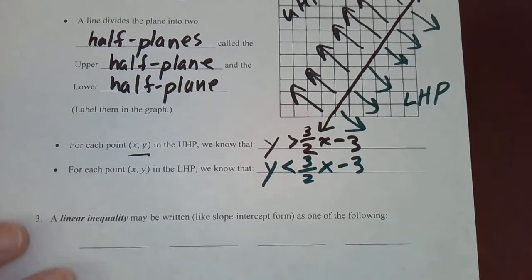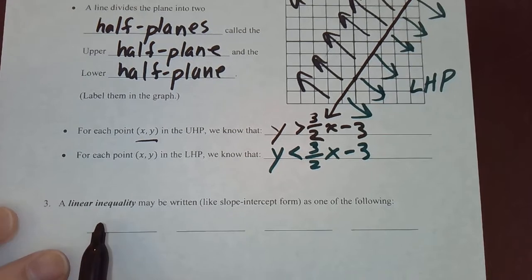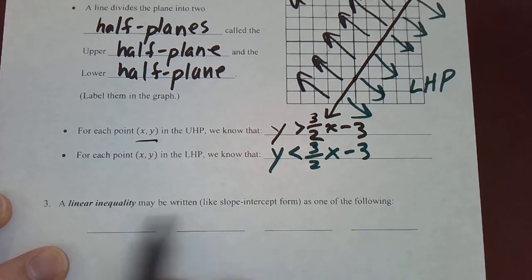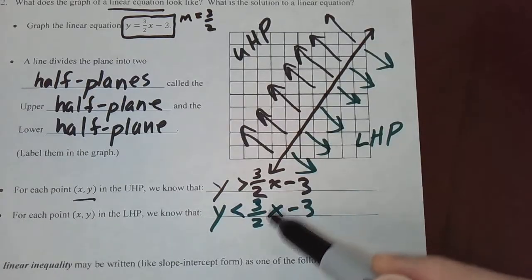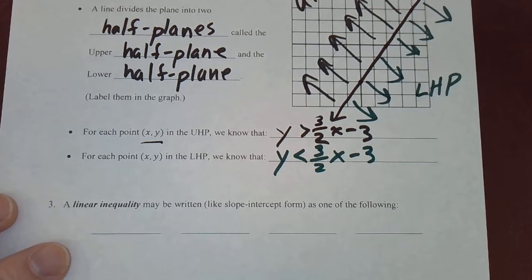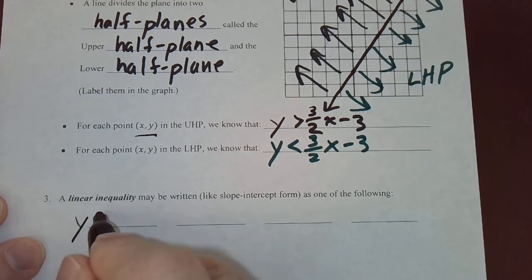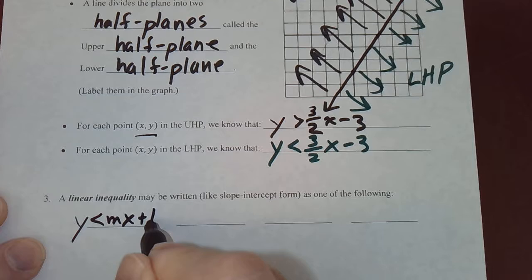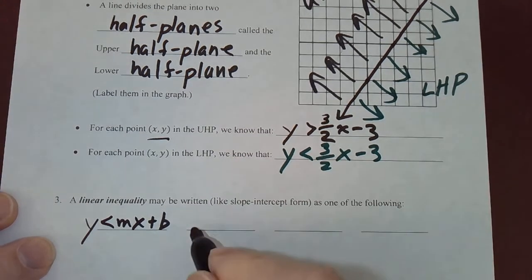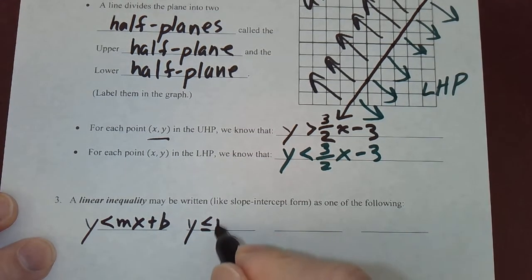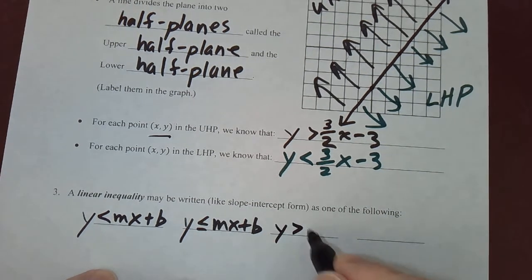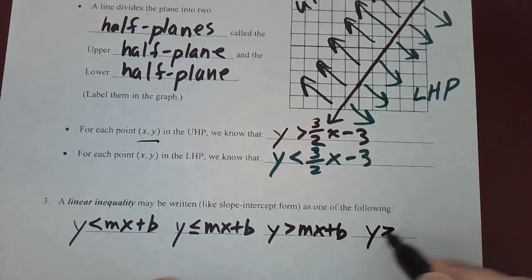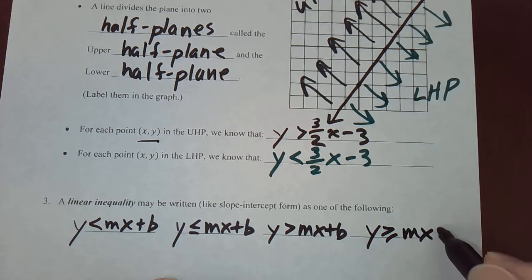Okay, and before we continue, let's just write down all of the possibilities for a linear inequality written in our slope-intercept form, similar to this. Every linear inequality could be written like y is less than mx plus b, or y is less than or equal to mx plus b, or y is greater than mx plus b, or y is greater than or equal to mx plus b.